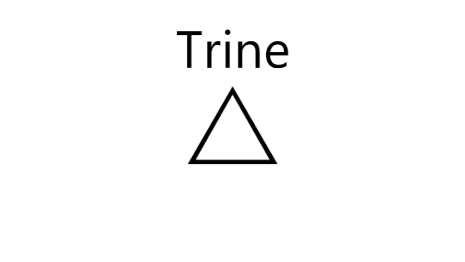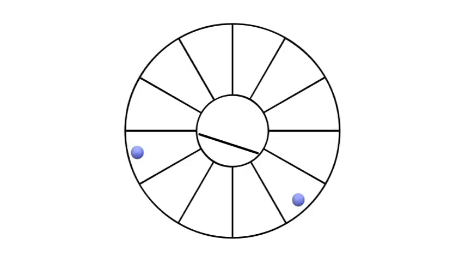The fourth aspect is the trine. This is its symbol. In a trine, 120 degrees separate the planets. This is considered the most frictionless and harmonious relationship planets can have.